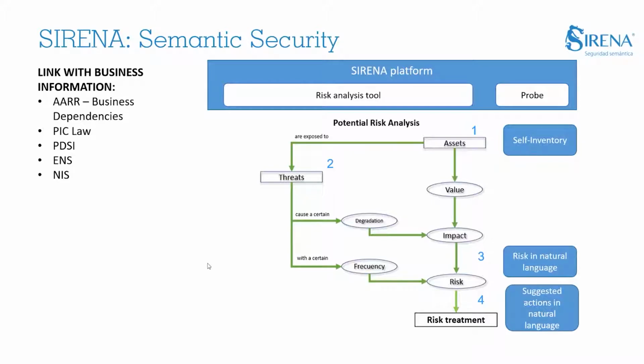A risk analysis consists of an asset inventory, business threats associated with each asset, evaluation, and finally an ordered list of risks with associated actions to mitigate the risk that the organization considers unacceptable. Sirena will be able to collect this business information and associate it with the assets and alerts detected by the industrial cybersecurity sensor.